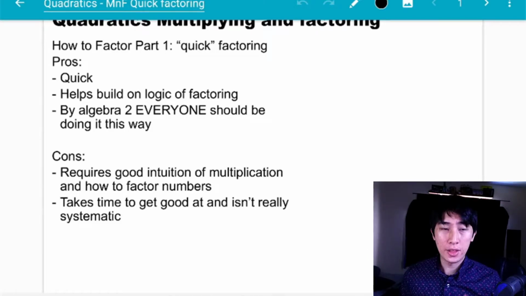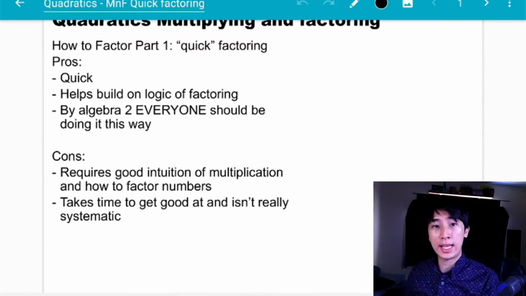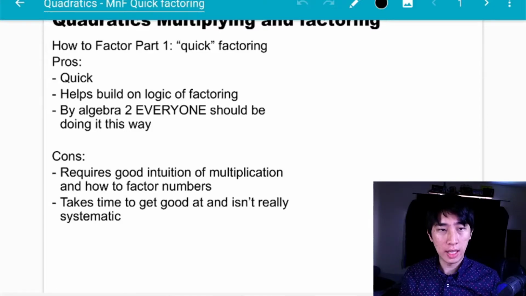The bad thing, though, some of the cons that we have is this requires good intuition of multiplication and how to factor numbers. What I mean by that is, what are some of the factors of 12? Meaning, what are the things that multiply to give me 12? What are the things that multiply to give me 10? How do all of those work? So that's something that you need to be good at, and if you're not good at it, it makes it a little more difficult, which is why a lot of people get there eventually, but this isn't the one that a lot of people love to start with. If you are fairly comfortable with your multiplication tables and dividing things out easily, I would highly recommend starting with this one though.